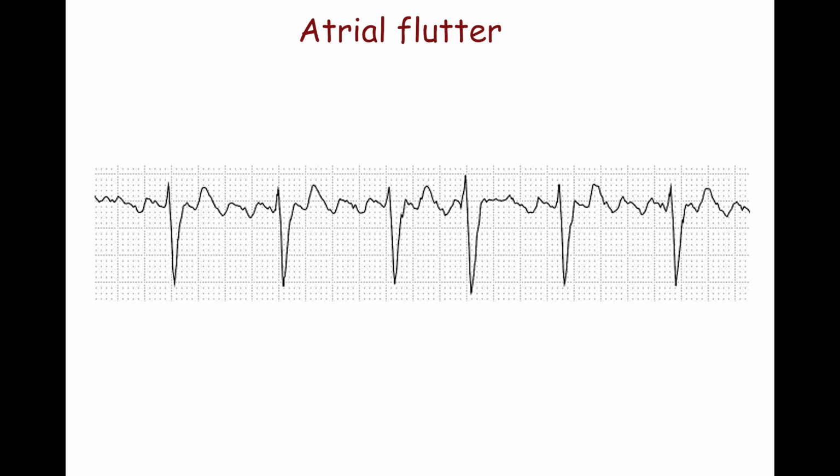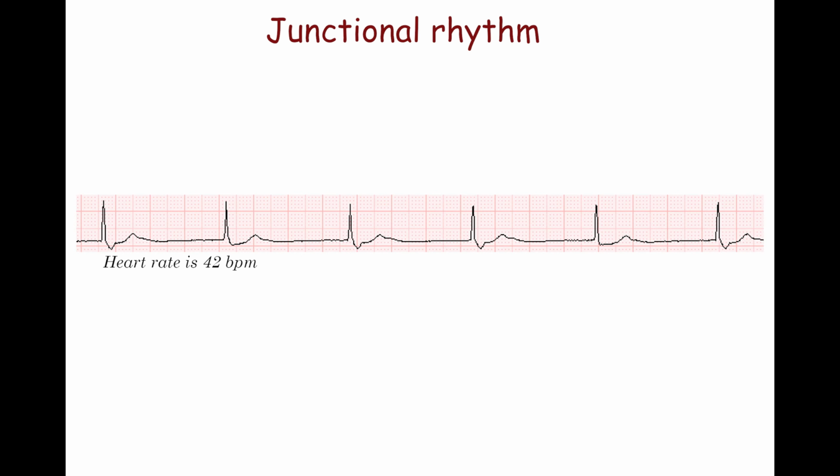This is atrial flutter. P waves may be absent in the escape rhythm. A junctional escape rhythm is characterized by the absence of the P wave and narrow, regular QRS complexes. However, inverted P waves may precede or follow QRS complexes with a PR interval of less than 120 milliseconds. In this case, the P wave is superimposed on the ST segment or T wave.